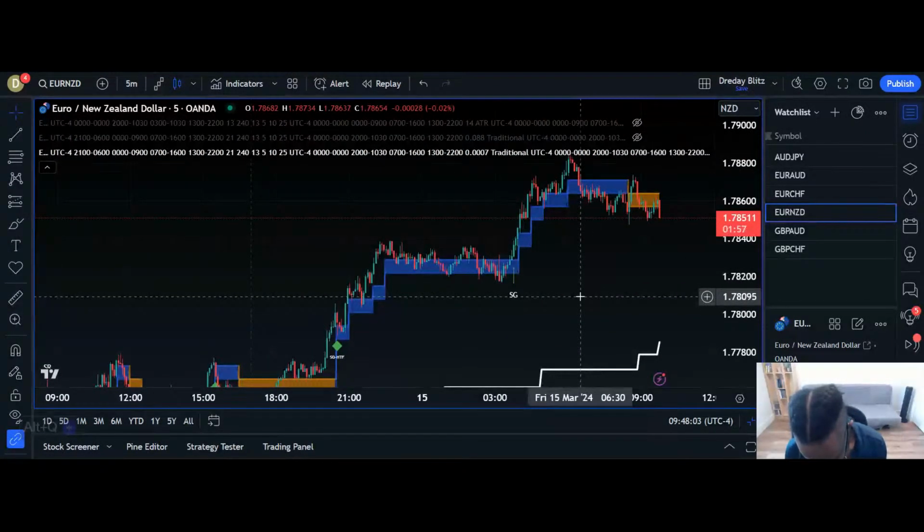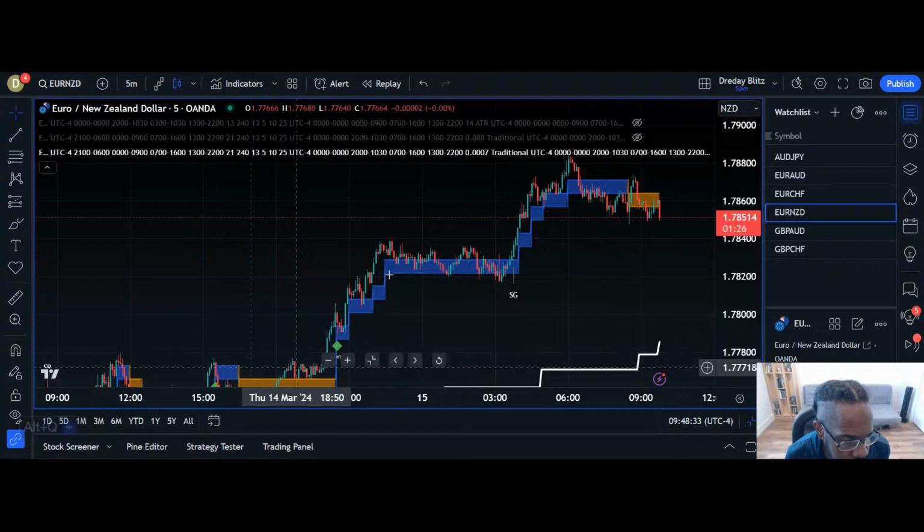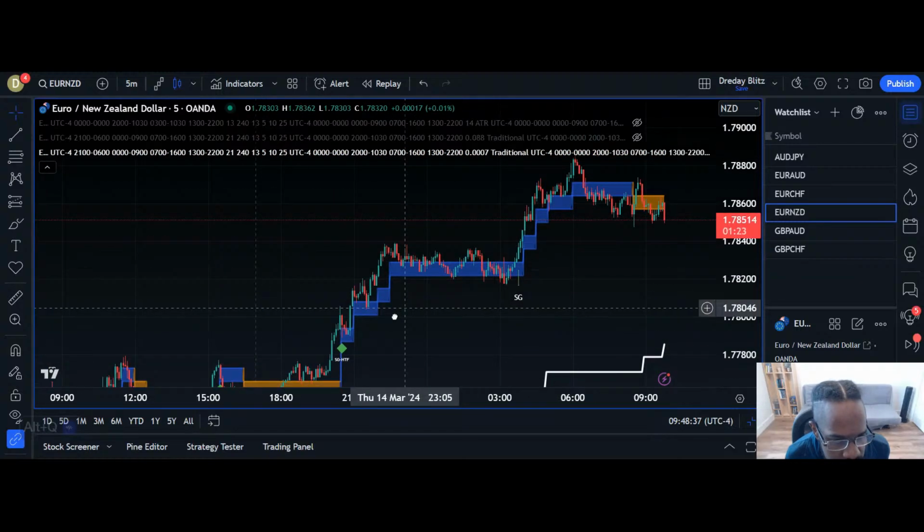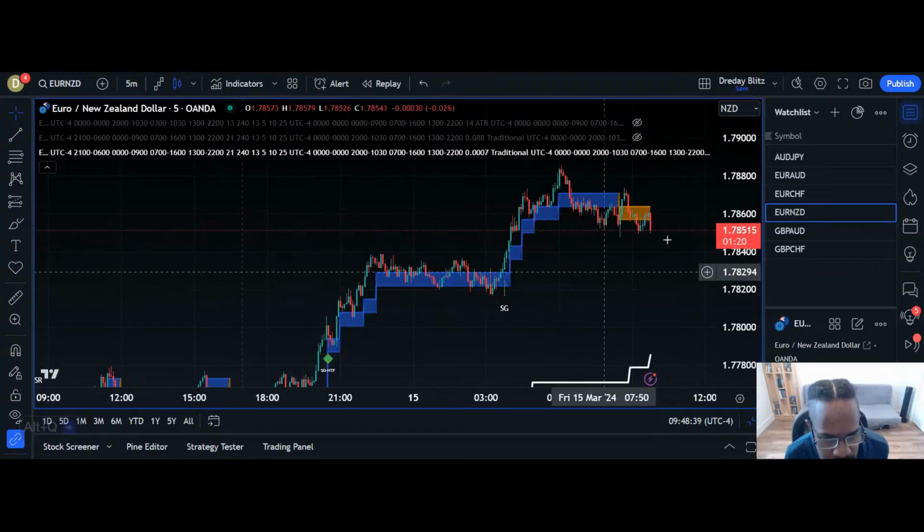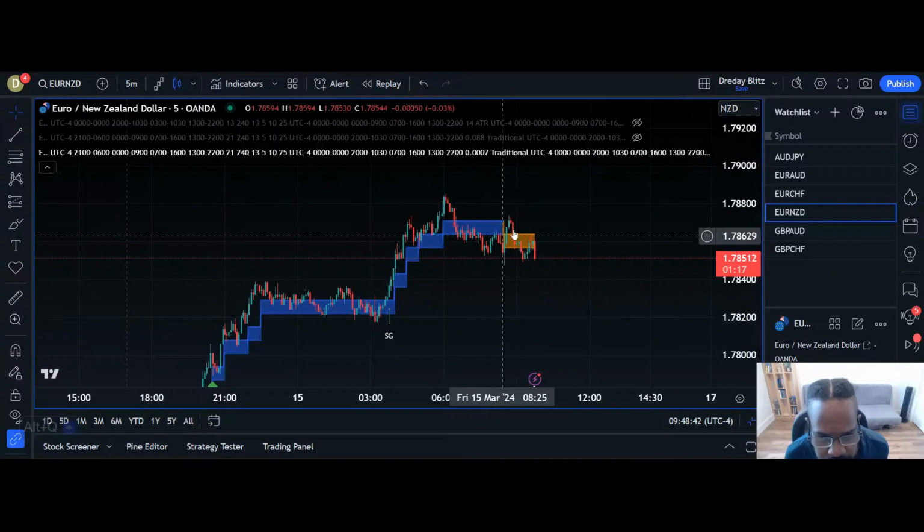When did it close? Let me check. It closed 535. I just have to zoom in, 315 and 335. Yeah, the trailing is pretty tight. But if you didn't have any trailing, the trade would still be open right now.